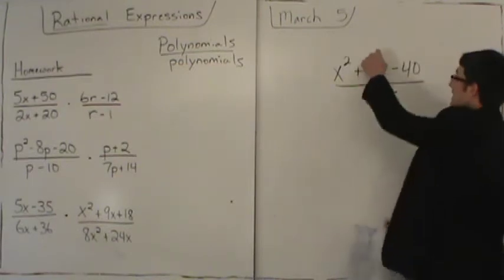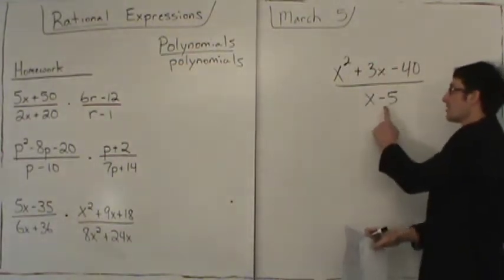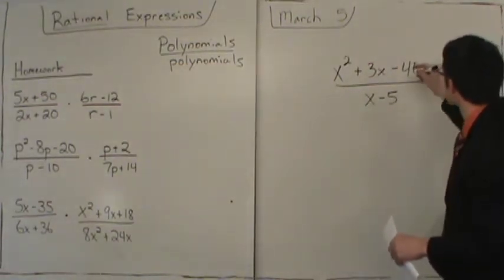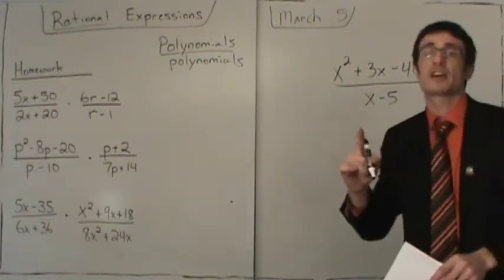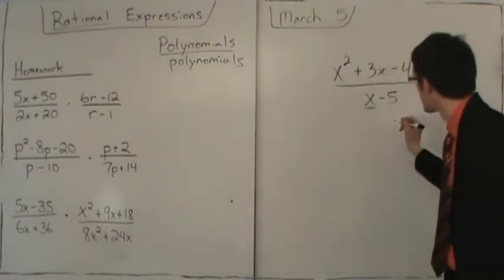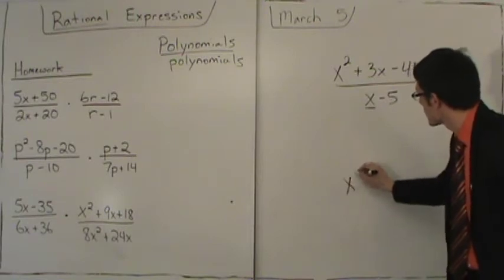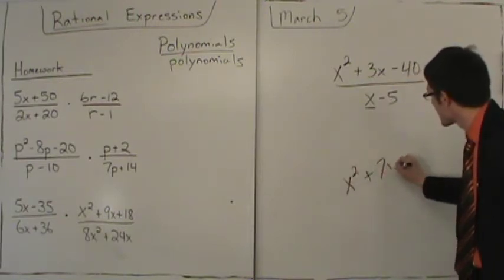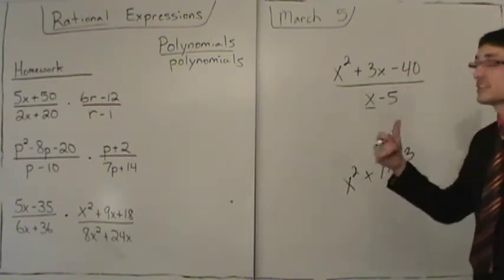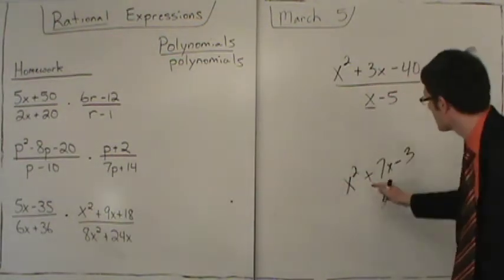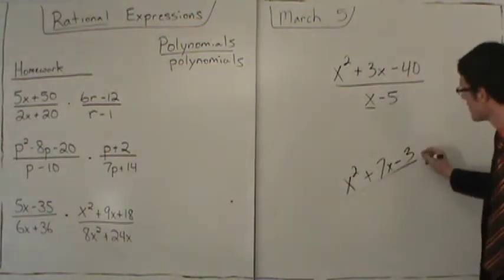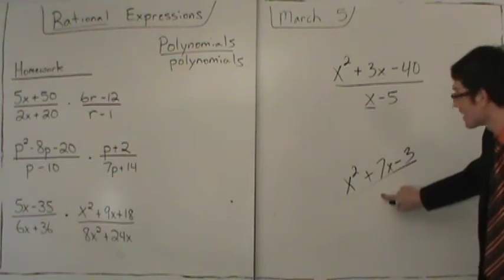On top you see what? A trinomial. On bottom you see a binomial. Remember, we're dividing. This is what? A rational expression. Why is this a rational expression? Because there's a variable in the denominator. Question, is x squared plus 7x minus 3 a rational expression? Yes. More specifically, we call this a trinomial because there is no variable in the denominator.